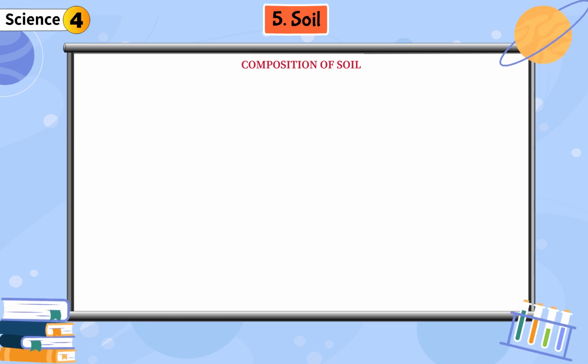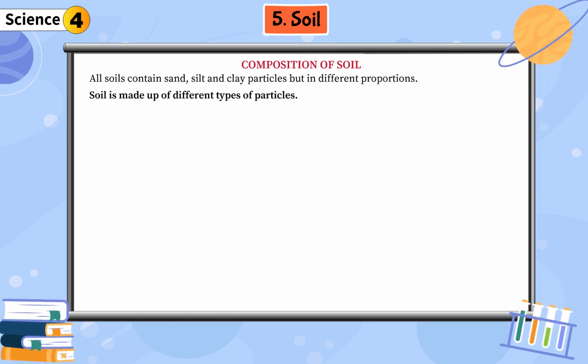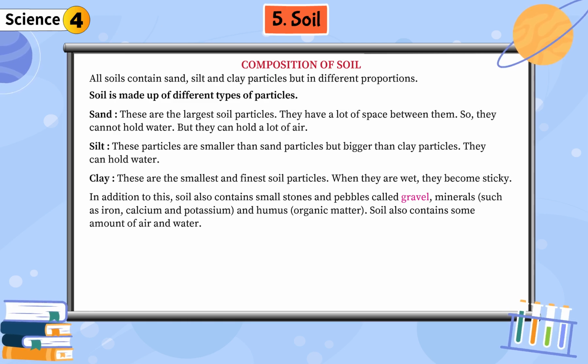Composition of soil. All soils contain sand, silt and clay particles but in different proportions. Soil is made up of different types of particles. Sand: these are the largest soil particles. They have a lot of space between them, so they cannot hold water, but they can hold a lot of air.